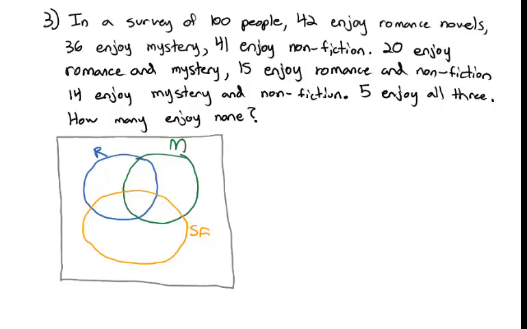Again, the philosophy, though, is going to be exactly the same that we saw in the previous problem. We're going to start in the center, and we are going to work our way out of the center. In the very center, overlapping all 3 circles, we see 5 people that enjoyed all 3.